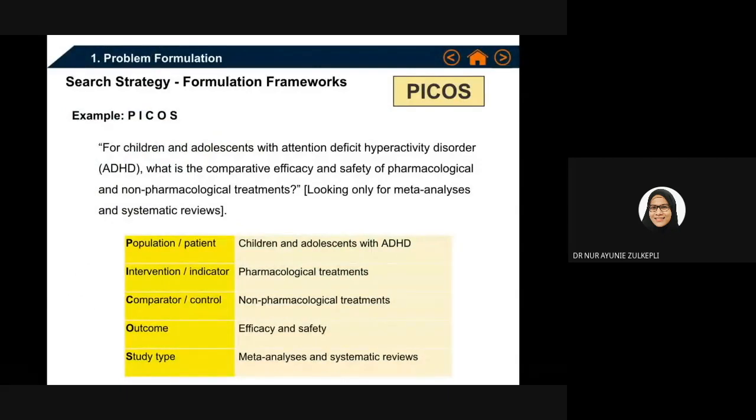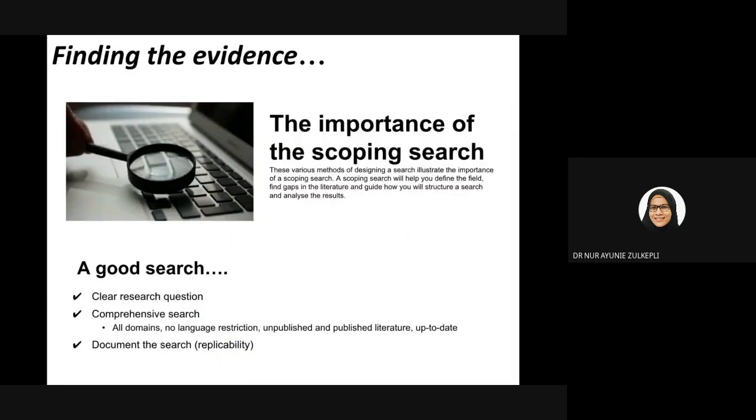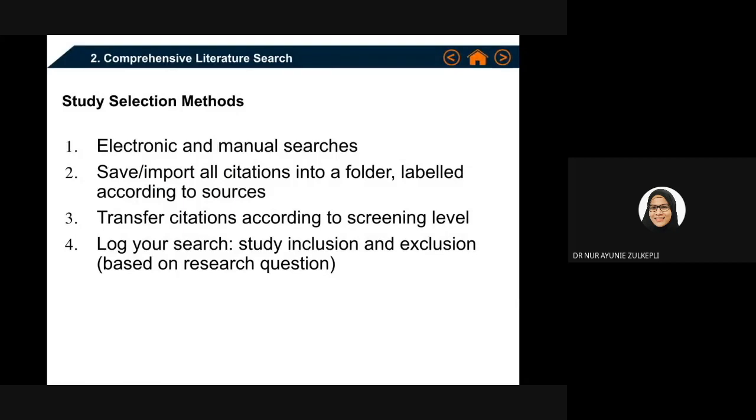Okay, once you already know about the framework that you're going to use, so how you're going to use that framework for literature search, to find the evidence, to find the literature that suits your study. Okay, so there are study selection methods. So we will jump into number 2, comprehensive literature search. We already finished with the problem formulation. Now it's about the literature searching.